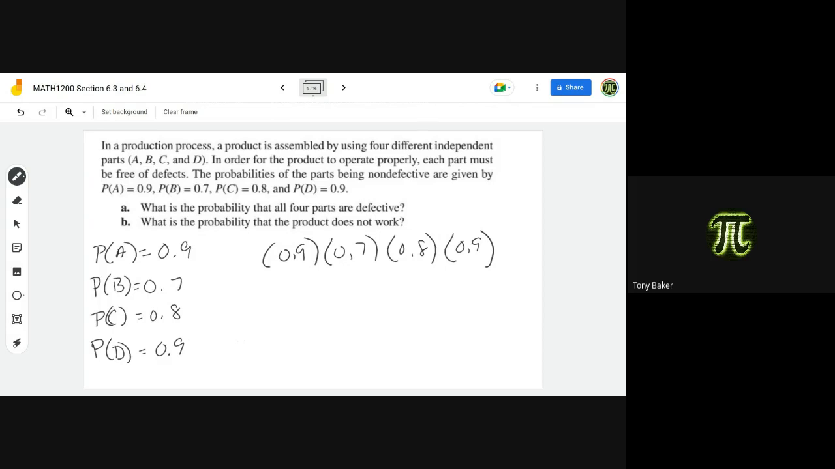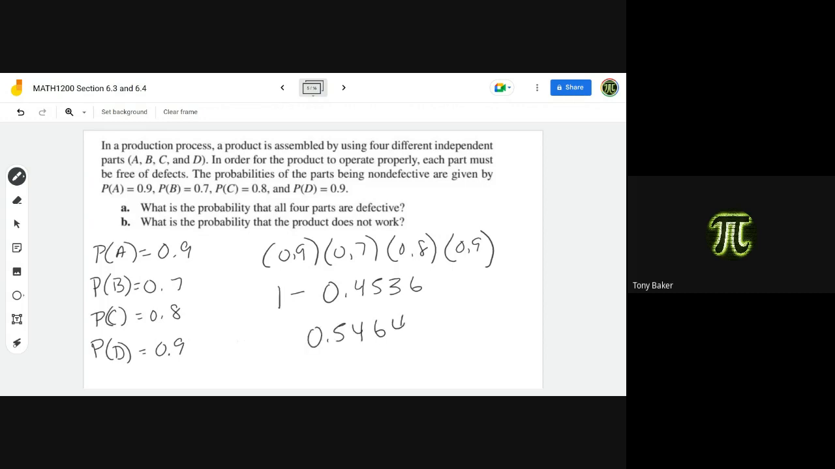So 0.4536. That's the probability that it will work. So what's the probability that it won't work? I have to do 1 minus that, and I get 0.5464.